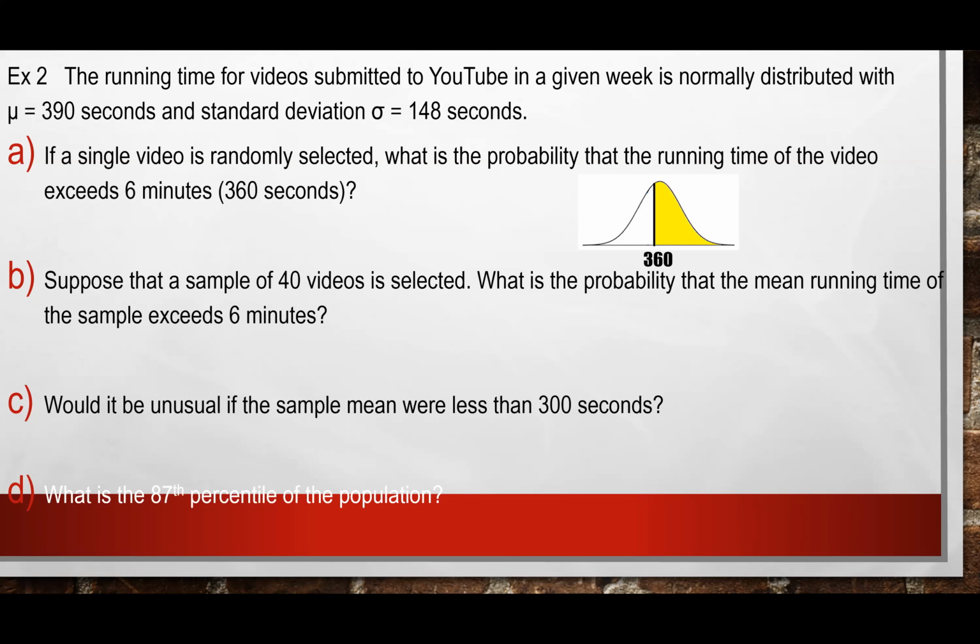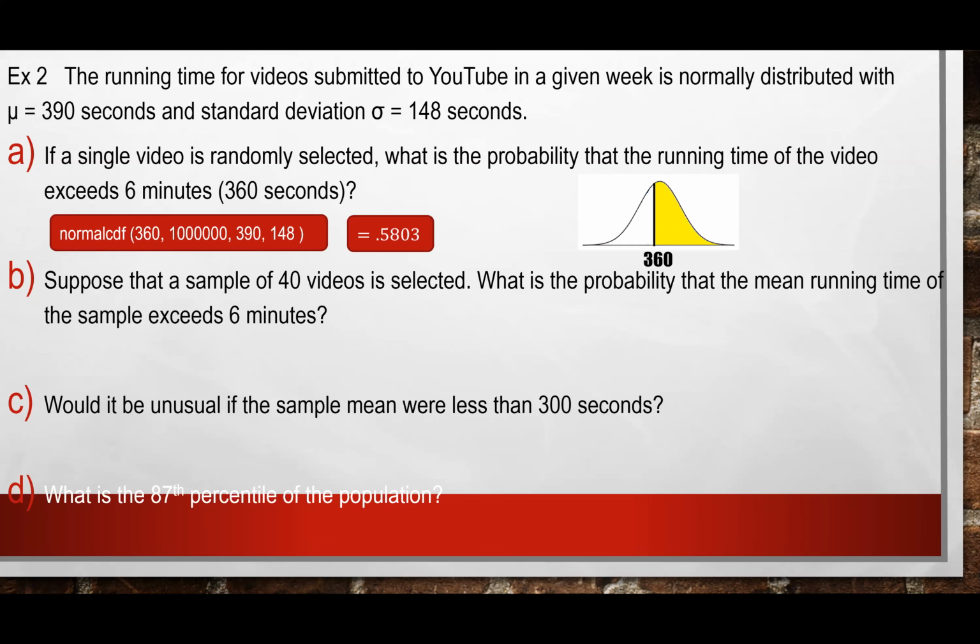So since we're looking for anything to the right, we know that our smaller endpoint is 360 and our upper endpoint will be some humongous number. And the mean and the standard deviation are the same. So once you have this, you will have roughly 58%, or 0.5803, as the probability that the video is longer than 6 minutes, right?